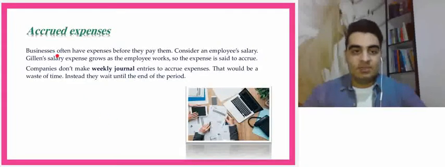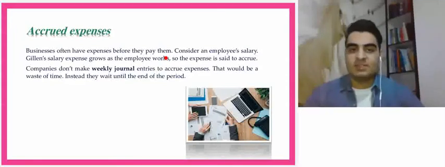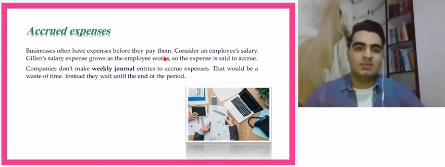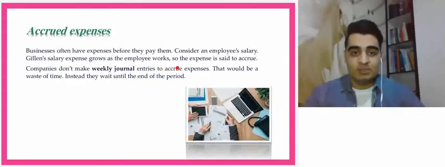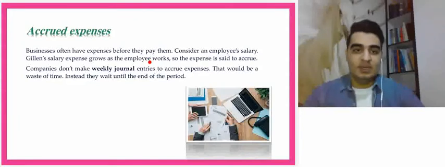The next adjustment entry will be for accrued expenses. It says here that businesses often have expenses before they pay them. It's obvious. Many organizations and companies have some expenses that happen before they pay them. Consider an employee's salary. Gillen's salary expense grows as the employees work, so the expense is set to accrue. In other words, when our employees work, the expense will be accumulated.